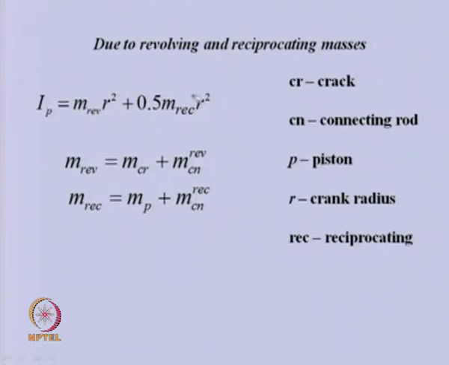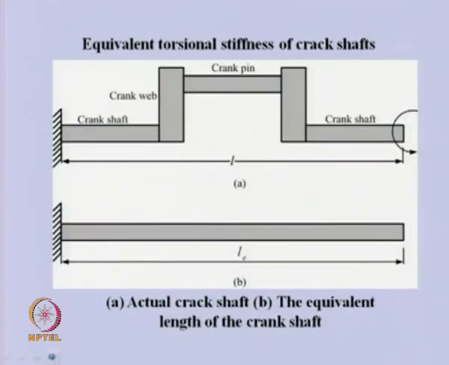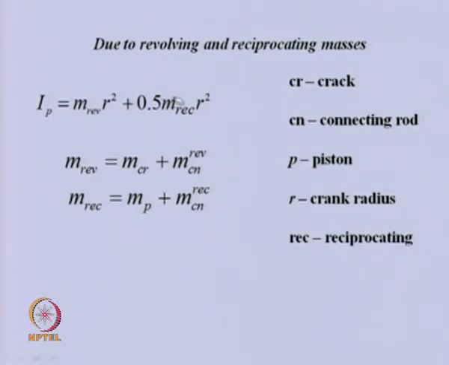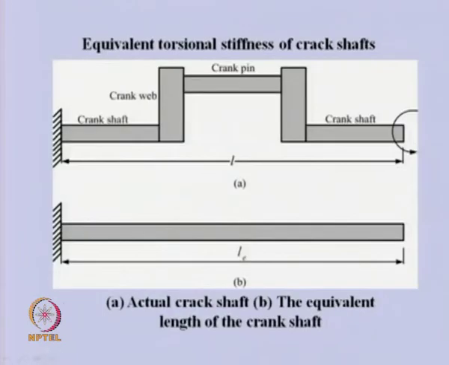And once we have done it, we can convert the reciprocating mass and the revolving mass to a purely revolving mass system. Now, let us see the torsional stiffness, because the crank has variable geometry. If we want a uniform shaft, obviously an equivalent uniform shaft, the torsional stiffness of this system and this system should be the same.